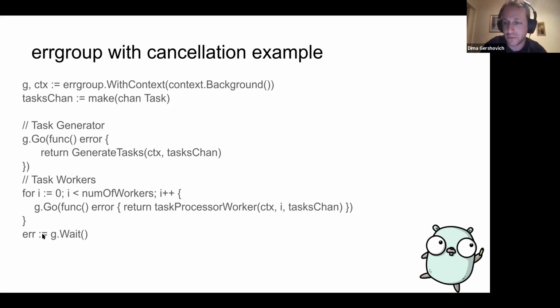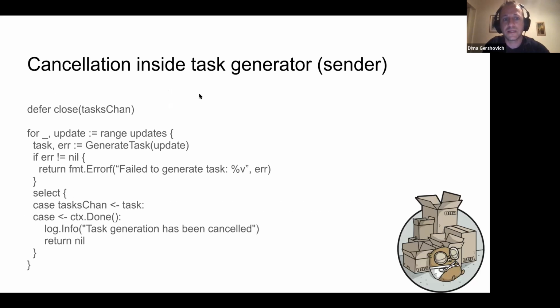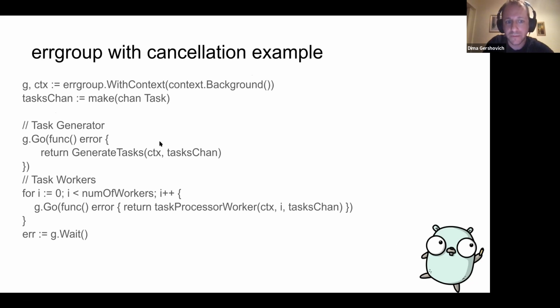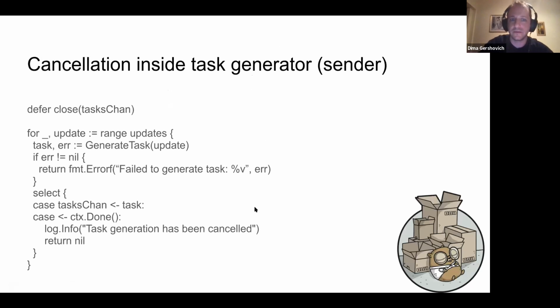So now the question is, how do we know to stop? When we had some error, how do we know to stop? So this is why we pass the context. All the Go routines that are working are being passed the context. And then let's see, both in the sender and in the receiver. What do we do in the sender? In the sender, we have some loop. For example, we're looping over updates and we generate task for update. It's just a pseudocode.